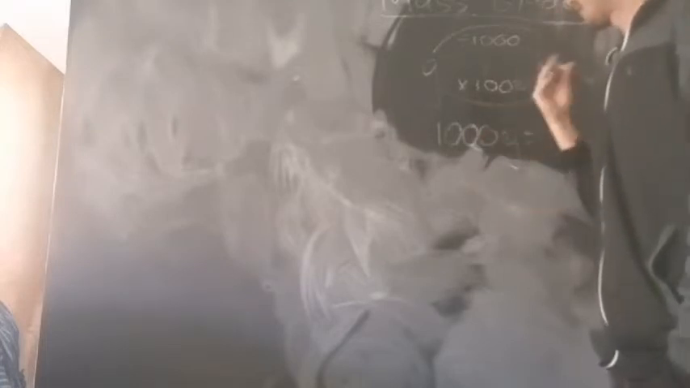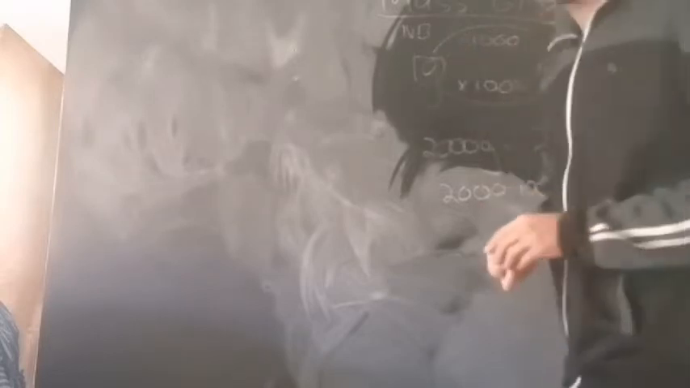How do they work? 1,000 grams equals 1 kilogram. That means when we go from grams to kilograms, we divide by 1,000. If we go from kilograms to grams, we times by 1,000. This is a fundamental principle that you will have to follow. This will be recurring, so please write this down.